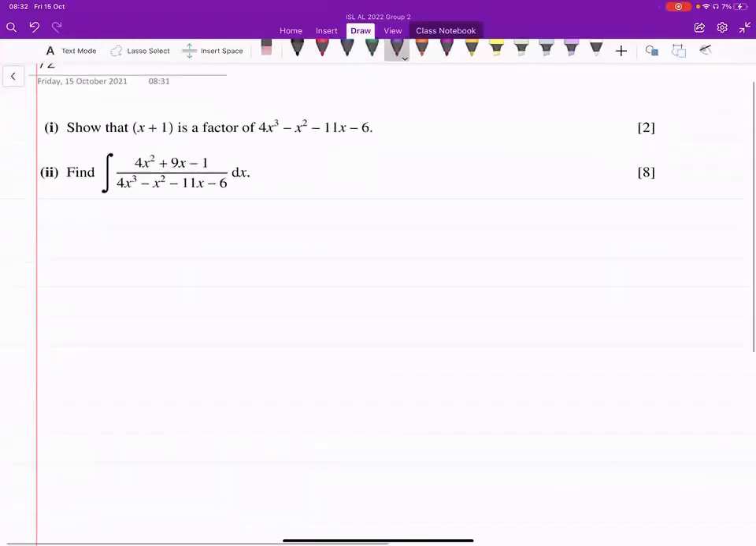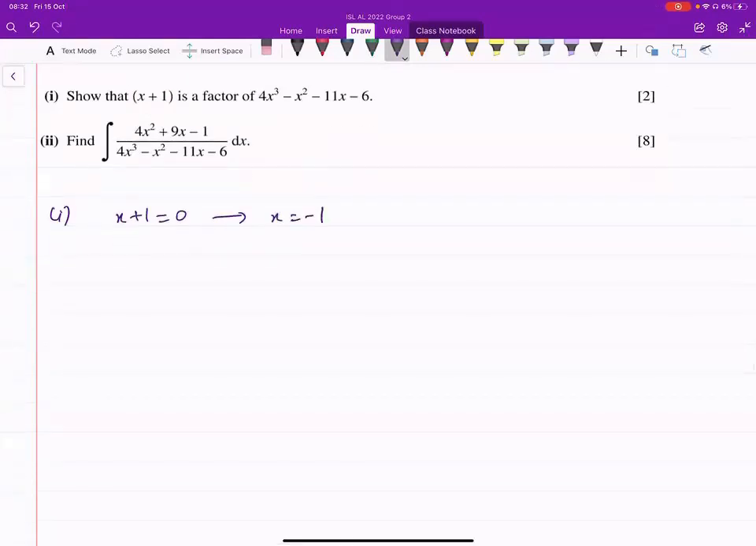Okay, so first of all, we have to show that x plus 1 is a factor of this thing. That's a polynomials question. How do you show that x plus 1 is a factor? We'll input -1, right? Factor theorem. So what should the result be? It should be 0, because in the case of a factor the remainder is 0. So whatever the linear factor is, you put that equal to 0, and that gives you x equals -1.